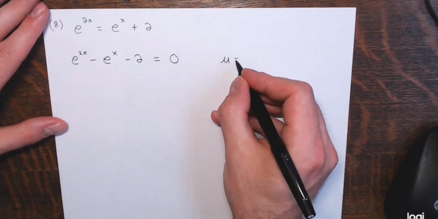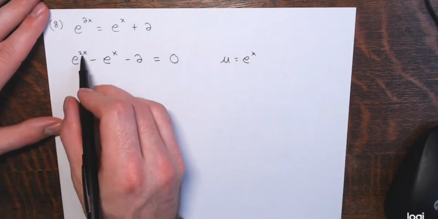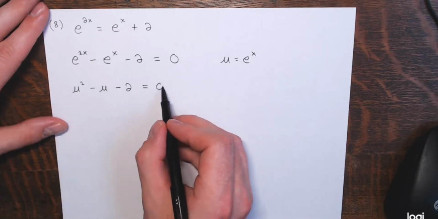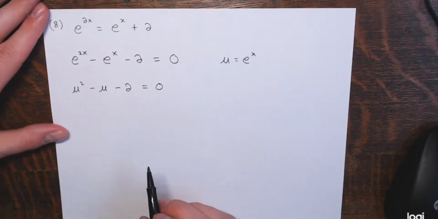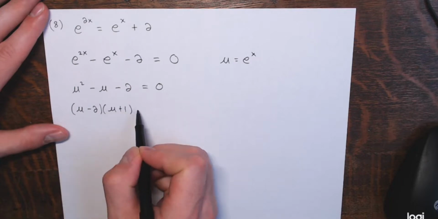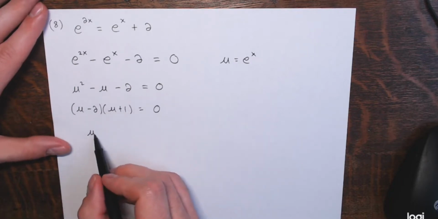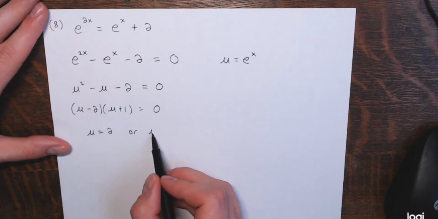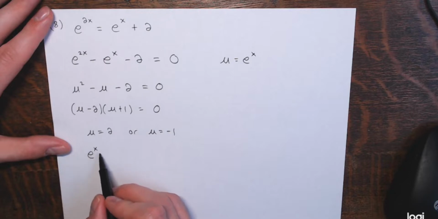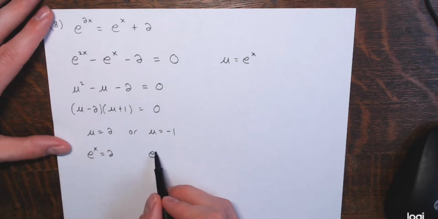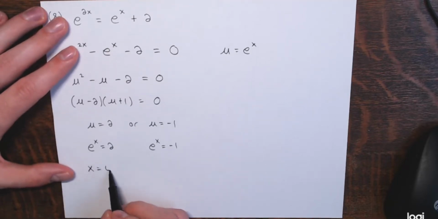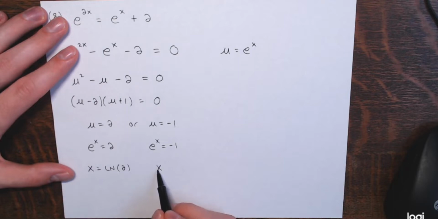If I let u replace e to the x again, this would be u squared minus u minus 2 equals 0. And I solve for u. This factors to u minus 2 times u plus 1 equals 0. So u is equal to 2 or u is equal to negative 1. And then I sub back, meaning that e to the x equals 2 or e to the x equals negative 1. And then putting these in log form, we get x equals the natural log of 2 or x equals the natural log of negative 1.